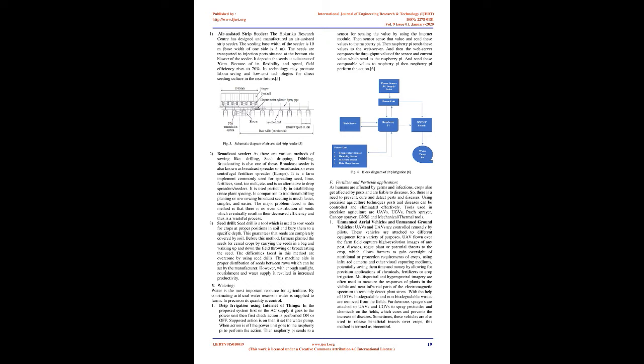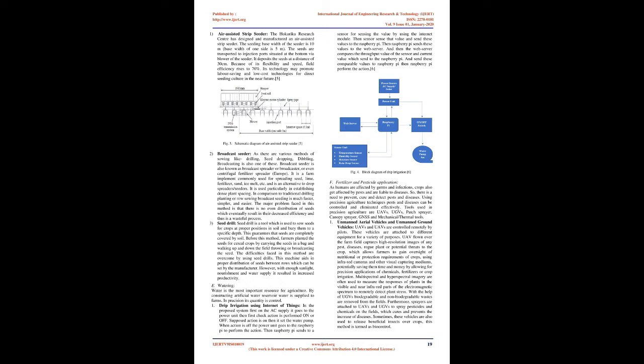1. Unmanned aerial vehicles and unmanned ground vehicles, UAVs and UGVs, are controlled remotely by pilots. These vehicles are attached to different equipment for a variety of purposes. A UAV flown over the farm field captures high-resolution images of any pest, diseases, rogue plant or potential threats to the crop, which allows farmers to gain oversight of nutritional or protection requirements of crops, using infrared cameras and other visual capturing mediums, potentially saving them time and money by allowing for precision applications of chemicals, fertilizers, or crop irrigation.